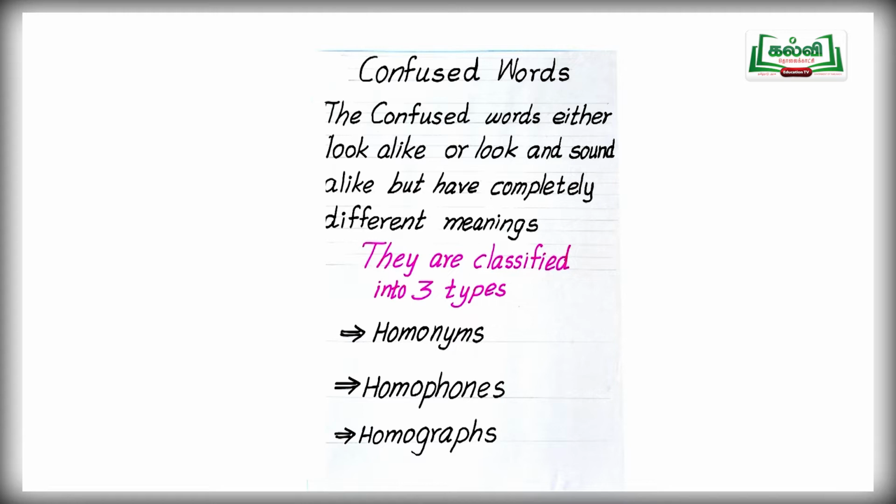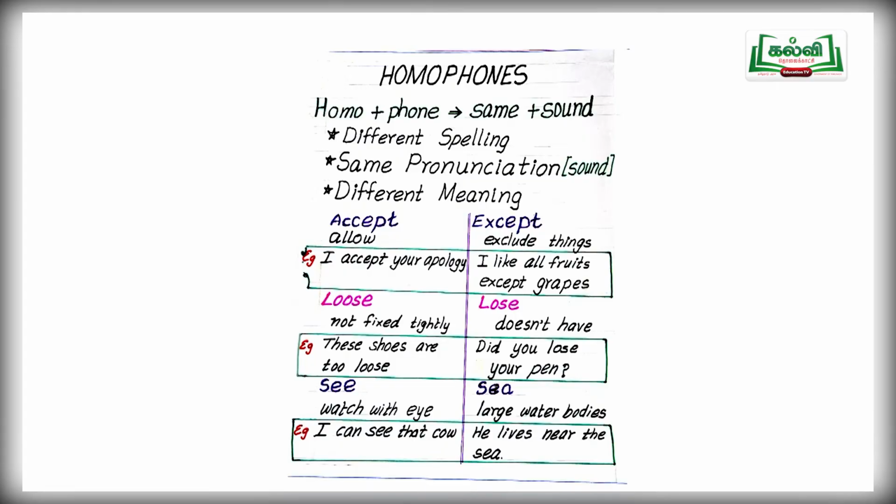Now, let's see the confused words. The confused words either look alike or look and sound alike, but have completely different meanings. They are classified into three types: homonyms, homophones, homographs. Let's talk about homophones. Homo plus phone. Homo means same, phone means sound. Same plus sound. These two words combine to form homophones. Homophones have different spelling, same pronunciation, different meaning.